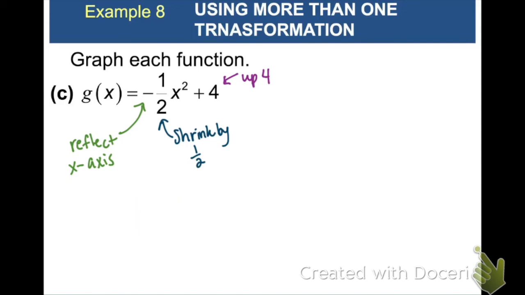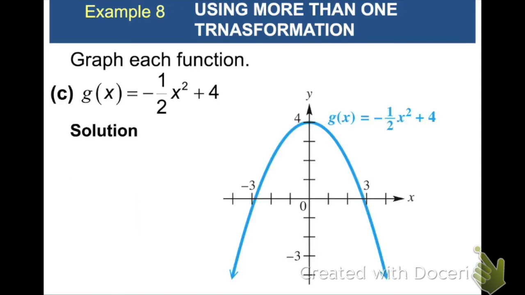And then up 4. So here's what our graph would look like. It's facing down because it's been reflected. It's moved up 4 units. See, the vertex has moved from the origin up 4 units. And it's slightly wider. I know it's kind of hard to see that, but let me tell you how we can kind of look for it on a graph.